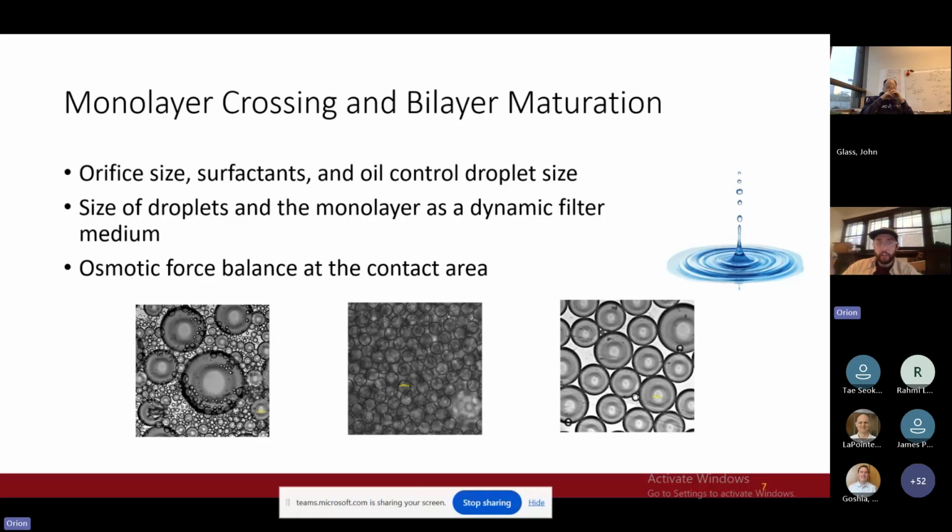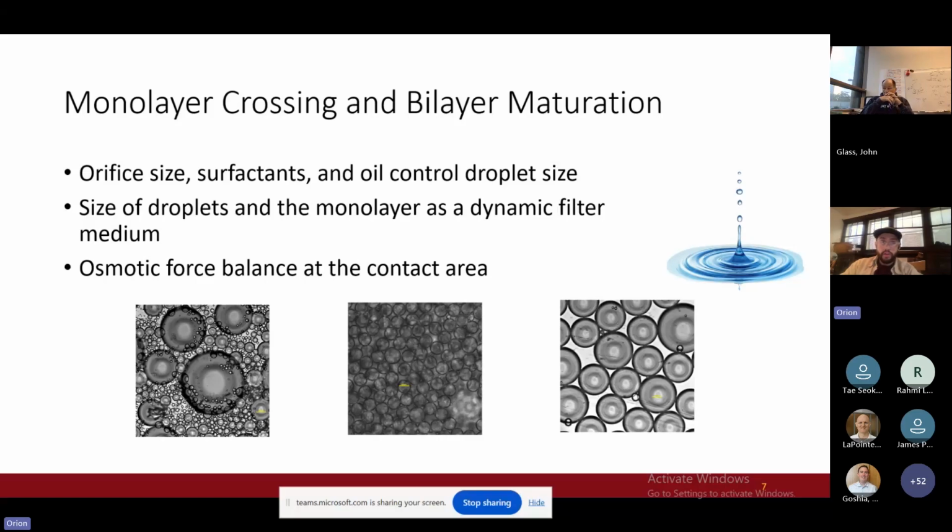think about a rock going into a body of water and the ripples that causes. There's a possibility that we are depleting the lipids in the monolayer by virtue of trying to force too large of protoliposomes through it. And in that sense, maybe the monolayer is acting as a dynamic filter medium, where you're not controlling the size of the liposomes with the orifice that you're extruding into the oil layer, but you are controlling the size of the droplets that you're making in that oil layer, and the size of the droplets are disrupting the monolayer in such a way as to control the size of liposomes that you get.